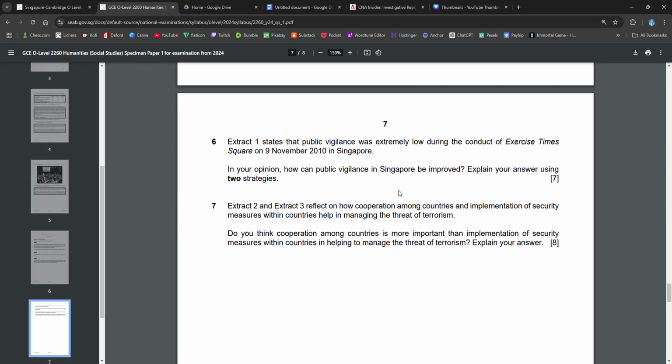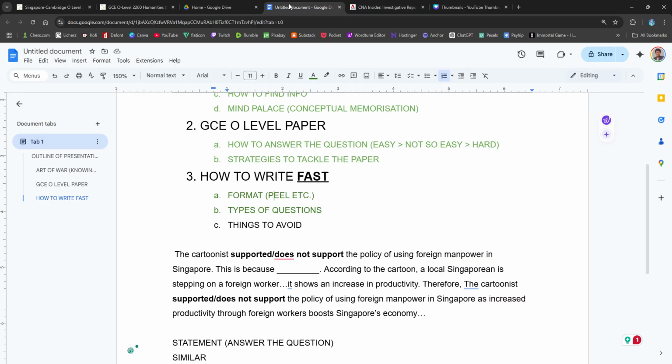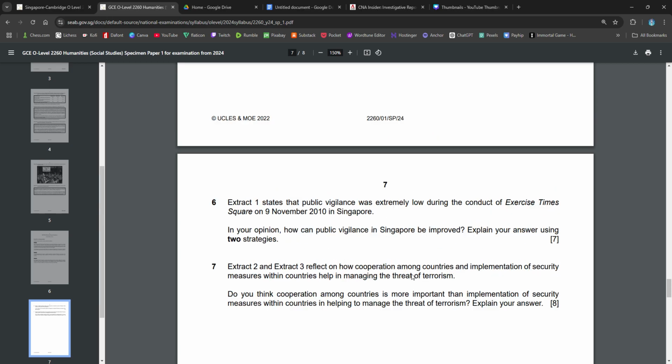Now, how do you write fast? You have to make sure that you know the format. The format for essays is pretty simple: PEEL. That's about it. The problem here is that you have to have examples. These examples you have to have in your mind palace already. Immediately after that, you have to write fast, and it has to be legible. You have to write fast, but make sure the markers are able to see what you're writing. That is important.